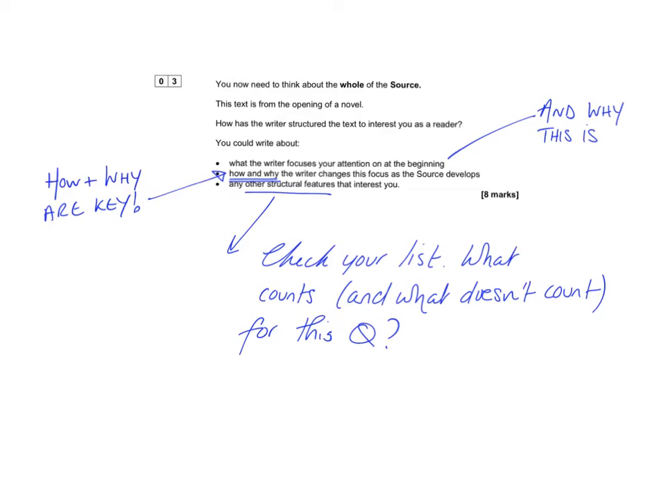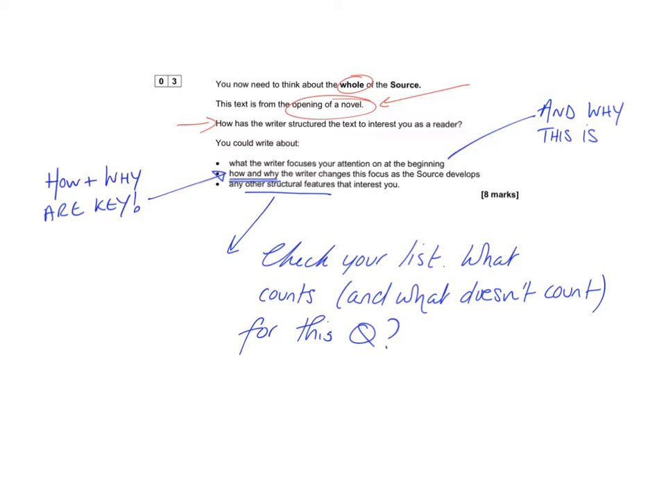Now remember, when you're going through this, question 3 will always have the same wording, with the exception of this bit, which changes depending on where the extract's taken from. So you'll always have to think about the whole of the source. You'll always have to read the whole extract again. It will let you know whether it's from the opening, the middle, the ending, or whether it's a short story. So you'll be doing the whole arc in itself. This prompt will always remain the same. How has the writer structured the text to interest you as a reader?